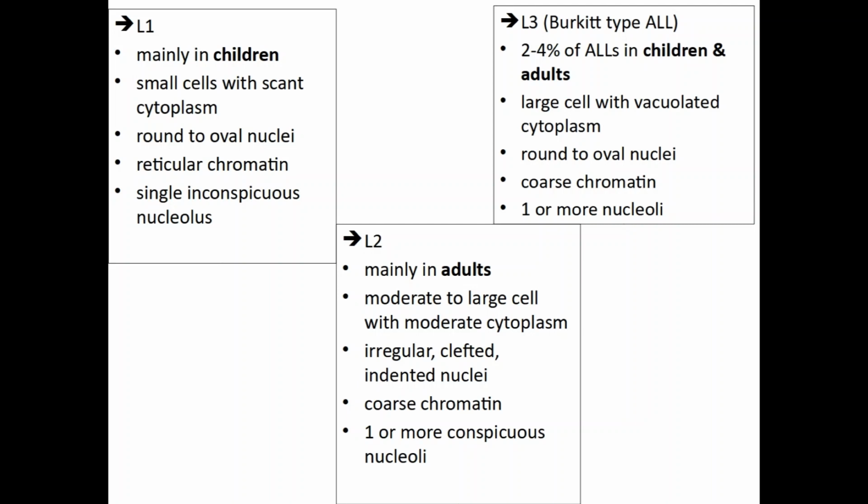The last type is the L3 type of ALL, also sometimes referred to as Burkitt's ALL. It accounts for 2 to 4% of all ALLs, occurring in both children and adults. Here the cells are even larger, and specifically in the cytoplasm there will be numerous clear vacuoles. The nucleus will be round to oval, the chromatin will be coarse, and again one or more nucleoli will be there.